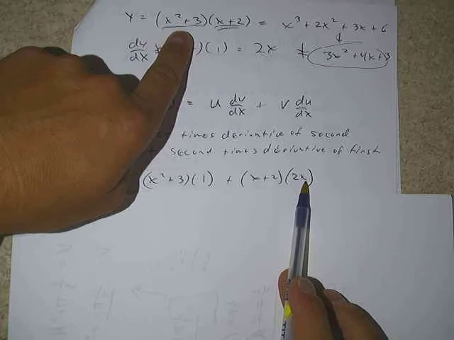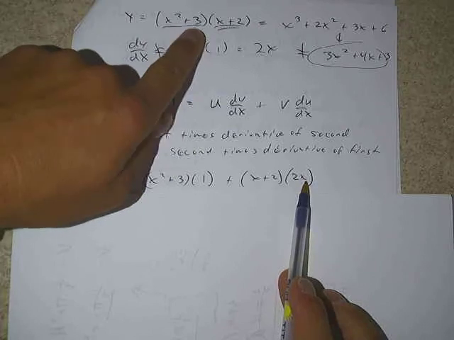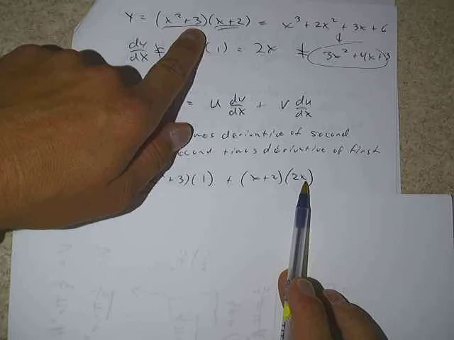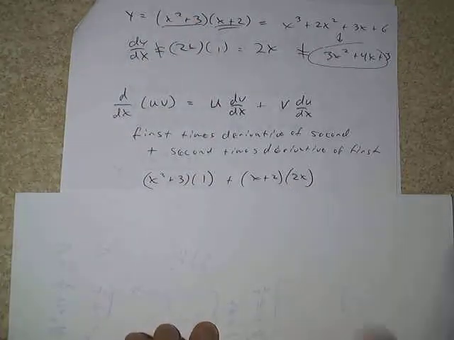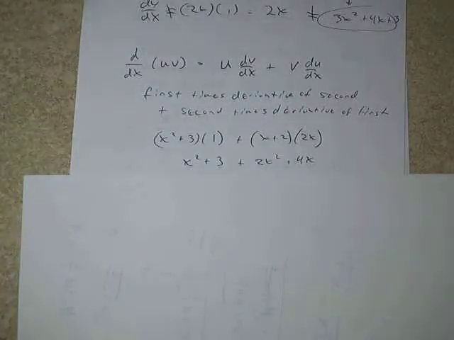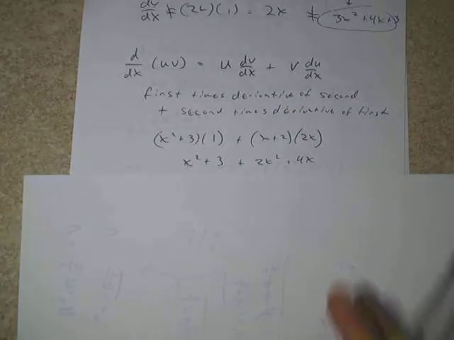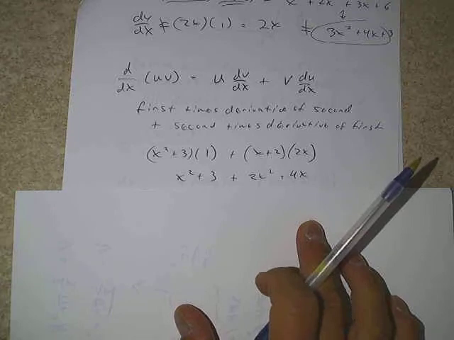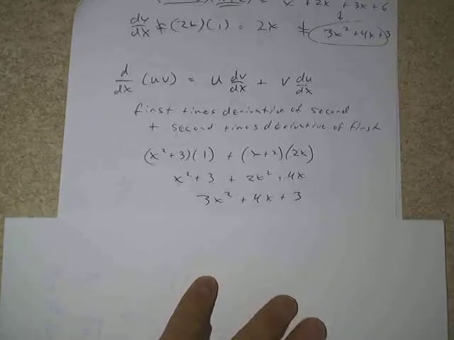And then plus, and now I wrote the second. The second function for me is x plus 2. And then how do I get 2x? 2x is the derivative of the first. x squared's derivative is 2x, 3's derivative is 0, so I just get 2x and that's it.